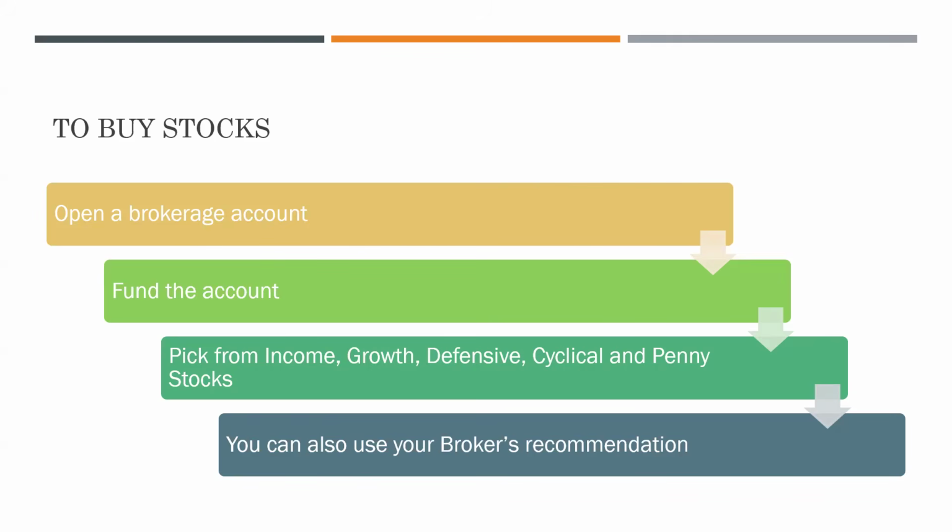So you open a brokerage account, you fund the account, then you pick stocks. You can pick from income, growth, defensive, cyclical, or penny stocks. You can also use your broker's recommendation. So that's the way to buy stocks.